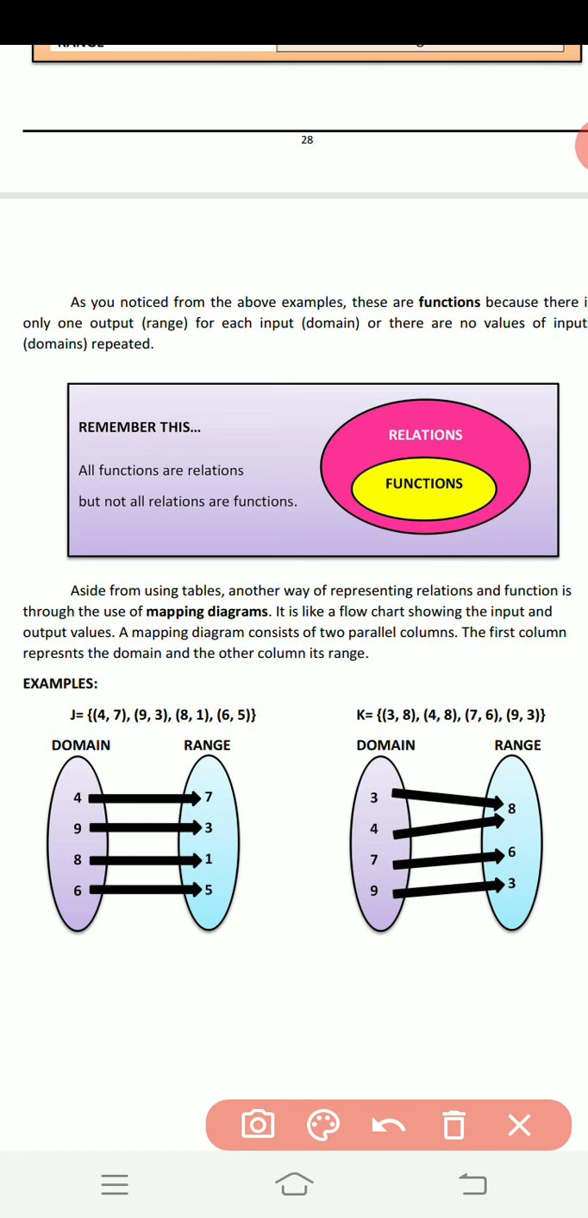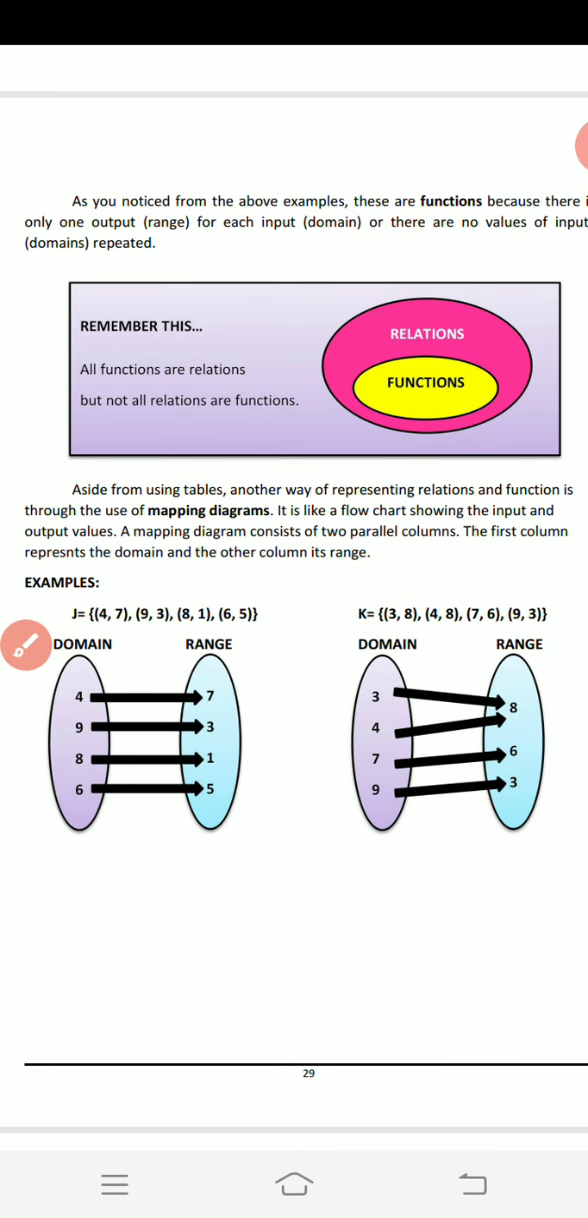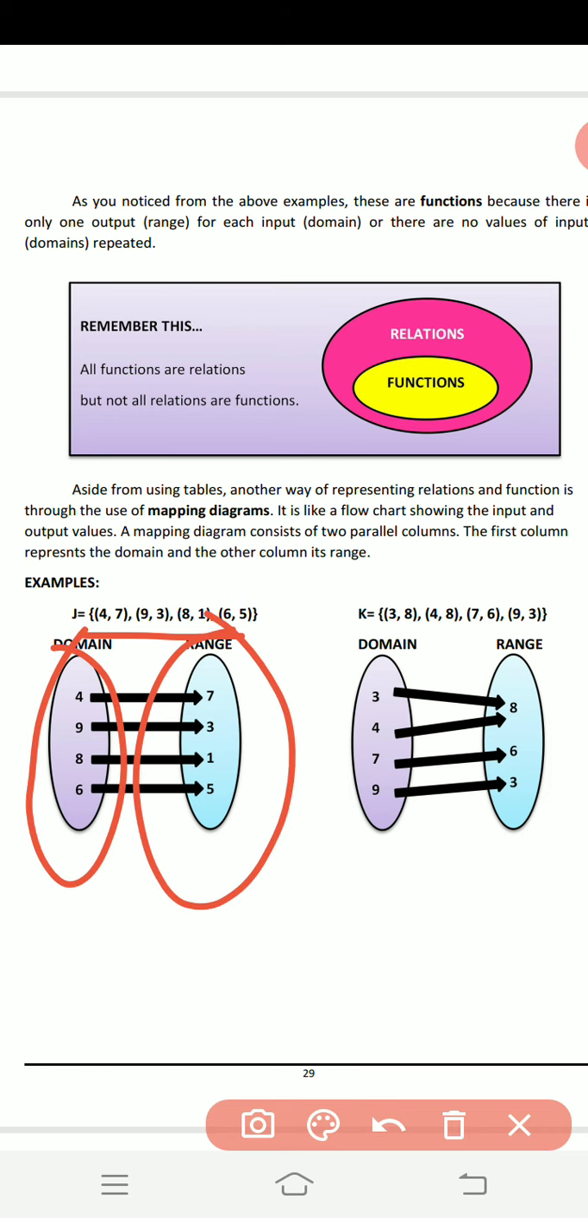So okay. So as you can see, we have the example set J, which consists of elements 4, 7, 9, 3, 8, 1, and 6, 5. So if we are going to use the mapping diagram, we can see that each domain maps to only one range. Di ba? Isa-isa lang. Sa totoong buhay, kung sino niligawan, yun lang yung gusto niya mapasagot.